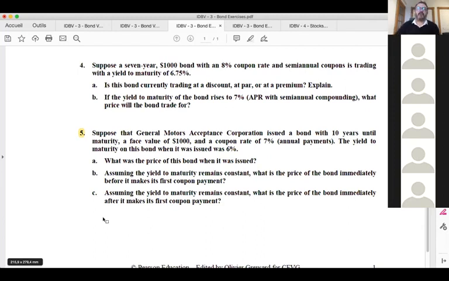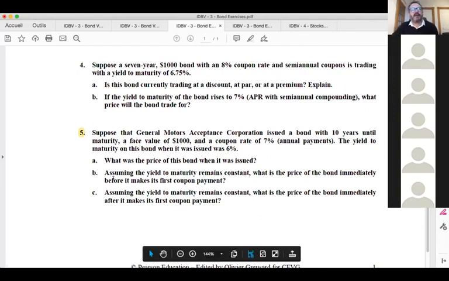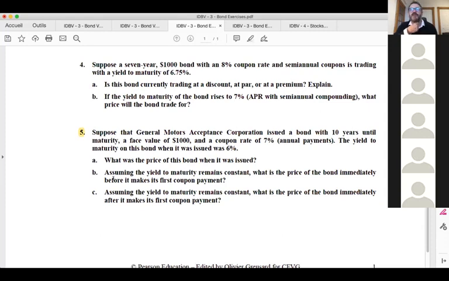Okay, so let's have a look at number 5. Suppose that General Motors Acceptance Corporation issued a bond with 10 years until maturity, a face value of 1,000, coupon rate 7%, annual payments, so easier. Yield to maturity on this bond was 6% when it was issued. What was the price of the bond when it was issued? And then what is the price of the bond immediately before and immediately after the first payment?